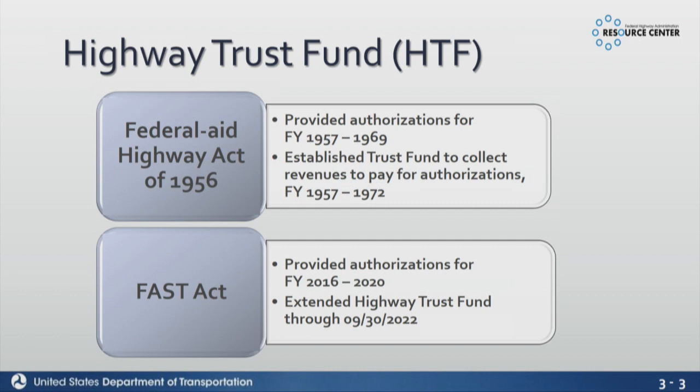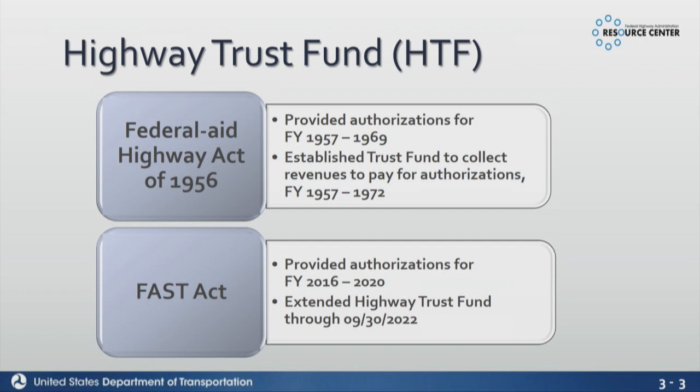FAST Act, so we walked through that road of authorization acts from 1916, 1921 to today, FAST Act. So it provided, again, authorization for fiscal years 2016 through 2020, and it extended the Highway Trust Fund to September 30, 2022. They don't line up, do they? Who can tell me why the trust fund and our authorization may not line up? For extensions? A little bit.